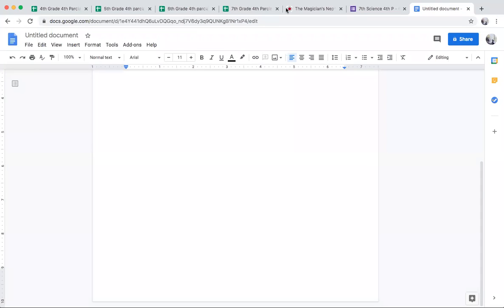Gymnosperm trees, we read it here, are non-flowering seed plants. All right, they do not lose their leaves. They keep their leaves in the winter.